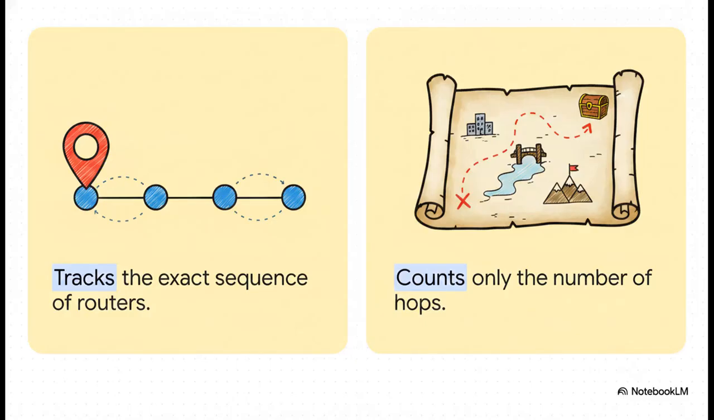This distinction changes everything. Think of it like a road trip. Older methods, like distance vector and link state protocols, act like a basic GPS that just tells you, hey, your destination is 5 towns away. It only counts the hops on the highway. Path vector, on the other hand, is like a hyper-advanced itinerary. It knows the exact names of the states you'll drive through and the exact sequence of stops. It maps out the whole journey.